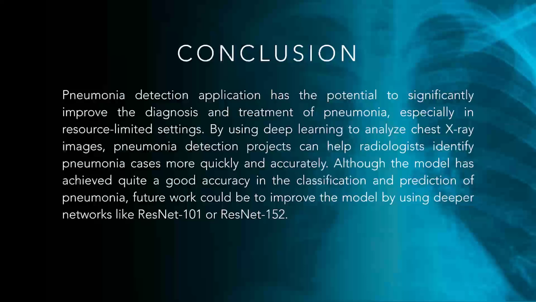Current models employing architectures such as VGG16, Inception V3 and ResNet 50 have demonstrated high accuracy in detecting pneumonia. In conclusion, the adoption of deeper networks like ResNet 101 and ResNet 152 in pneumonia detection projects has the potential to significantly elevate the performance and reliability of automated pneumonia diagnosis from chest X-ray images.